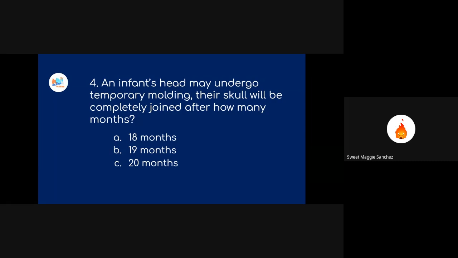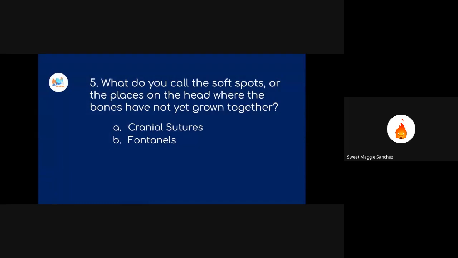Okay, timer stops. Question 5. What do you call the soft spots or the places on the head where the bones have not yet grown together? Is it A, cranial sutures, or B, fontanelles?